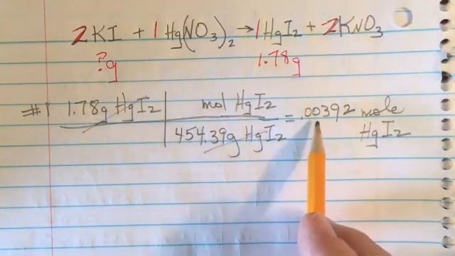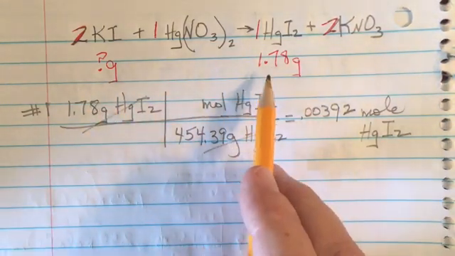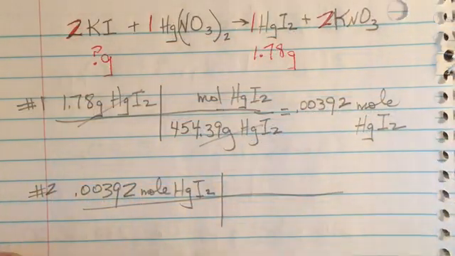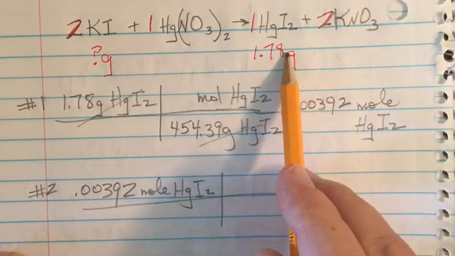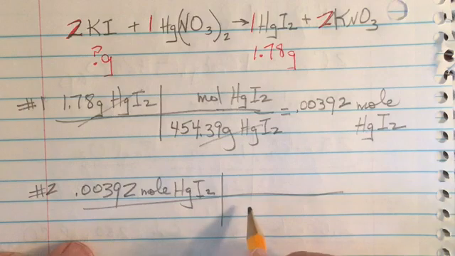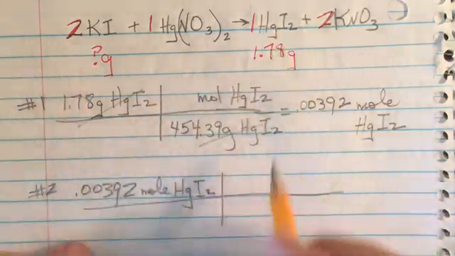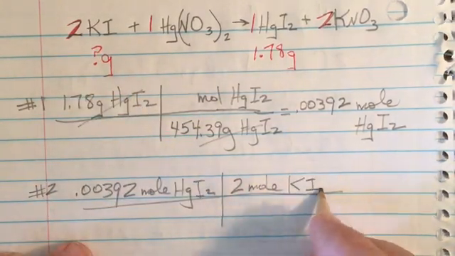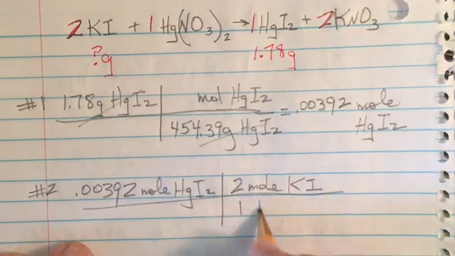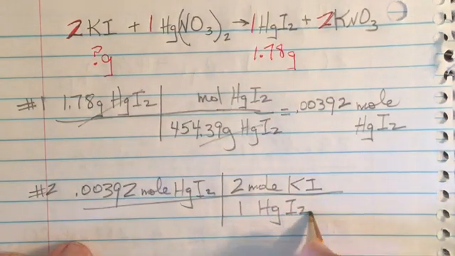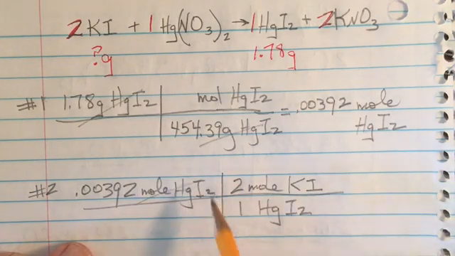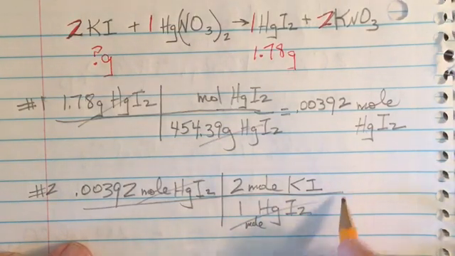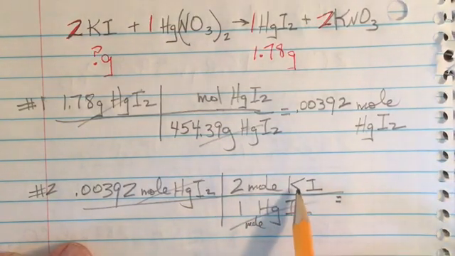So after the first step, I determine the number of moles of this product, which is 0.00392 moles mercury iodide. In the second step, I want to convert that number of moles of mercury iodide into the moles of potassium iodide, because that's what I want. And what is this ratio? There's 2 moles in the balanced reaction of KI, potassium iodide, for every 1 mole of mercury iodide. When I write the unit factor like this, the units of moles mercury iodide will cancel. So after this step, I've calculated the number of moles of potassium iodide.